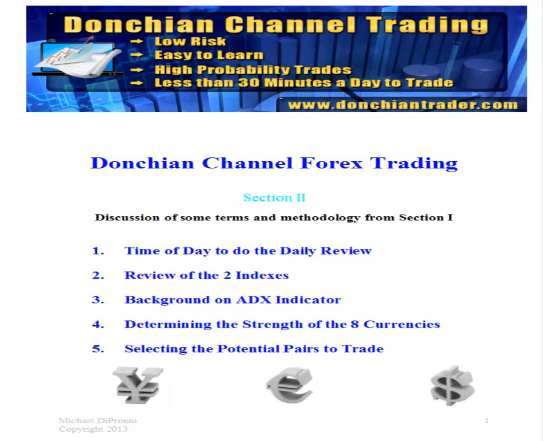In Section 2, we'll go into a little bit more detail behind our analysis. We'll be talking about 1, the time of day to do the daily review. 2, review of the 2 indexes. 3, background on the ADX indicator. 4, determining the strength of the 8 currencies. And 5, selecting the potential pairs to trade.